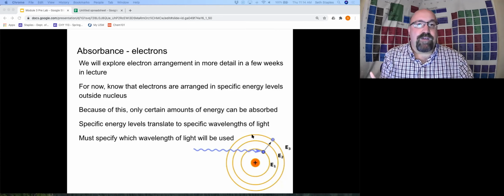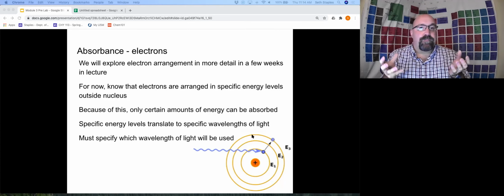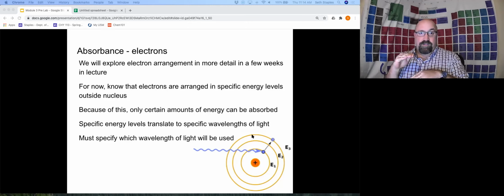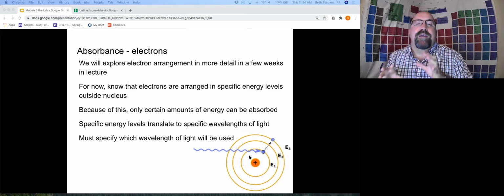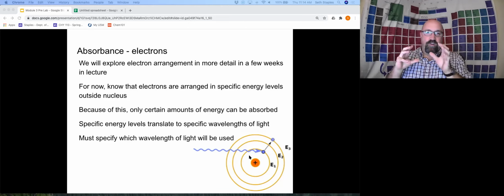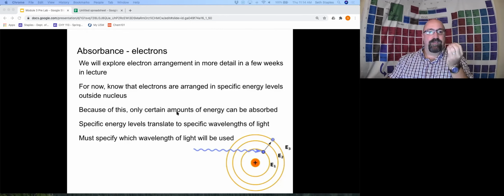In some ways, you can think of it as the rungs of a ladder. You can stand on each of the rungs, but you can't stand between two rungs, right? Same thing here. You can find electrons on these energy levels, on these shells, but you can't find them in between. Again, there's tons more detail there, and this definitely doesn't tell the whole picture. We will be getting into that detail later on in a few weeks in lecture. But for now, what we need to know is that only certain amounts of energy can actually be absorbed.